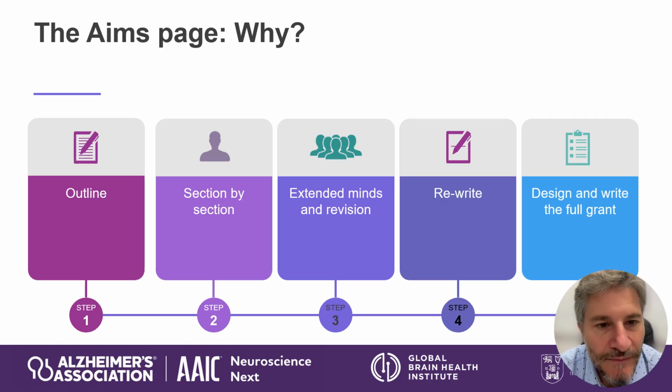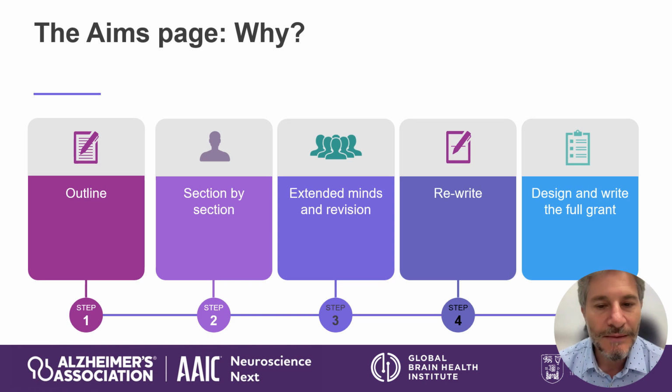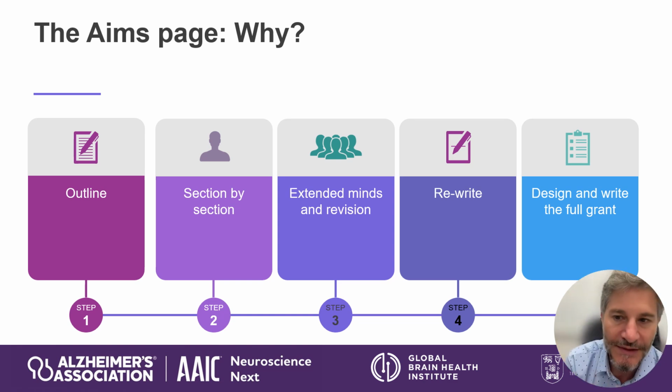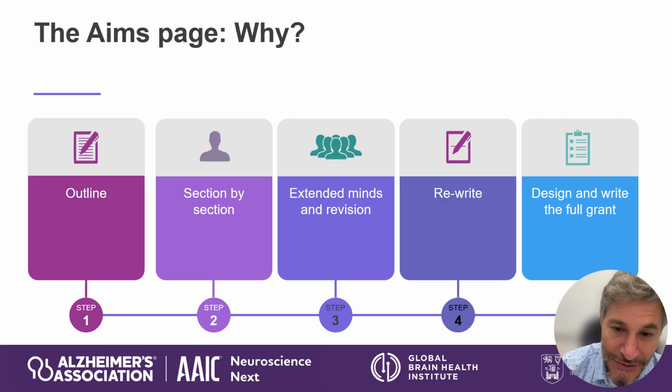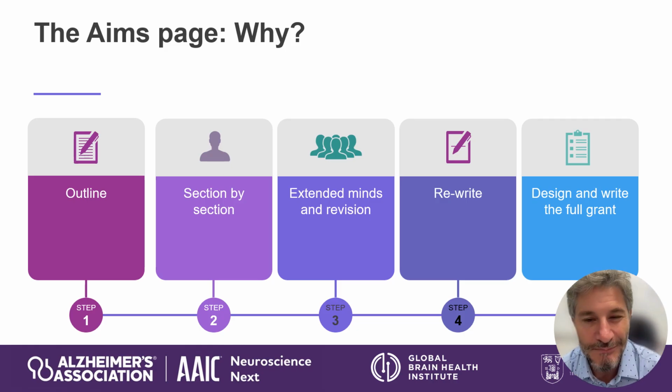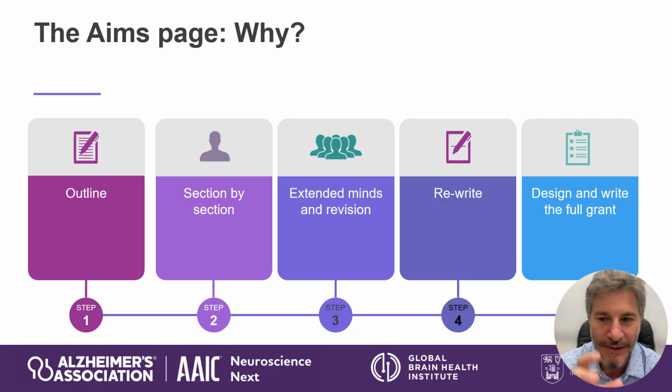So first of all, let's think about the overall aspect of this. The first step is you come up with a bullet point outline, following the structure of the aim page, right? So then you work section by section. This is the second step. Usually you spend 1 month, maybe 2 months to really improve your aim page, to think what is the best way, if there are other opportunities to improve that.